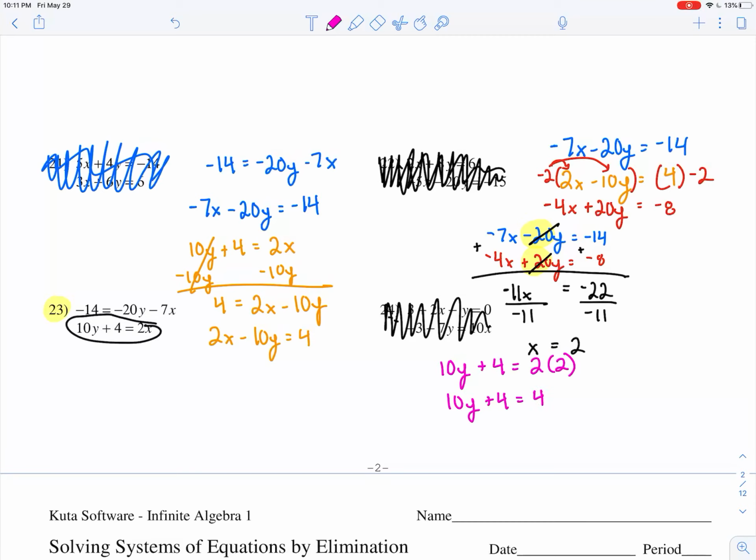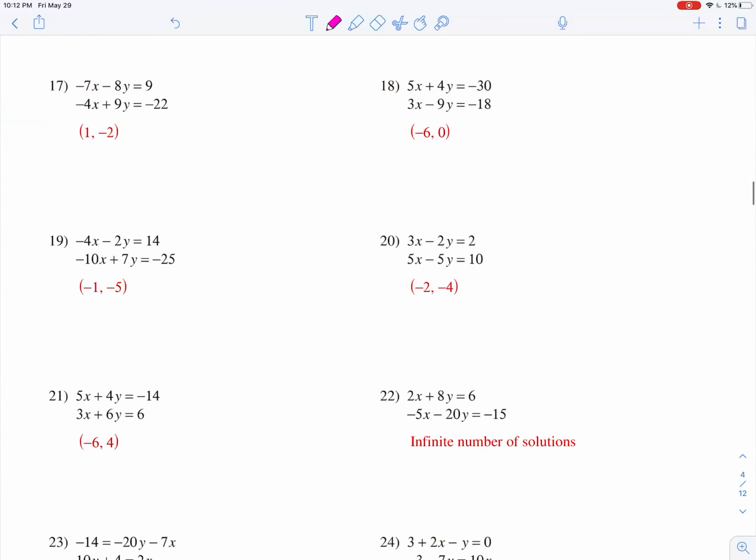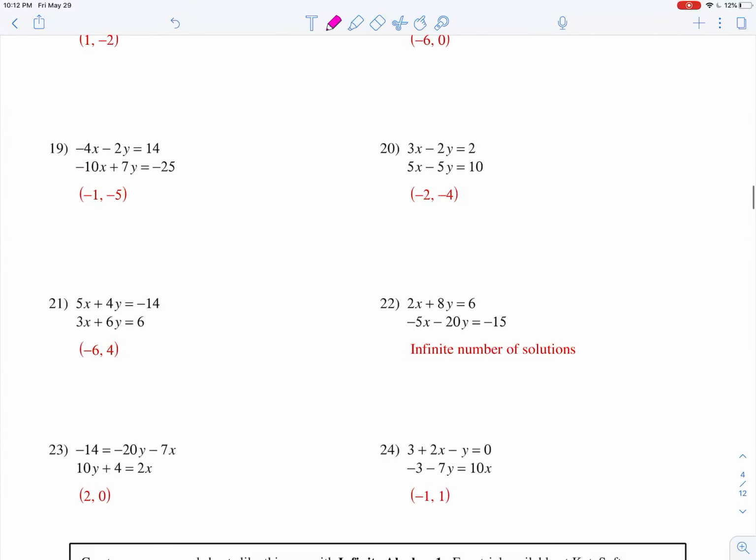I solve for y, so I'm going to subtract 4 from both sides. 10y is equal to 0. I can still solve this, guys. Divide both sides by 10. y is equal to 0. So it looks like my solution to this problem is (2, 0). Let's double check the answer key here. Number 23. There we go.